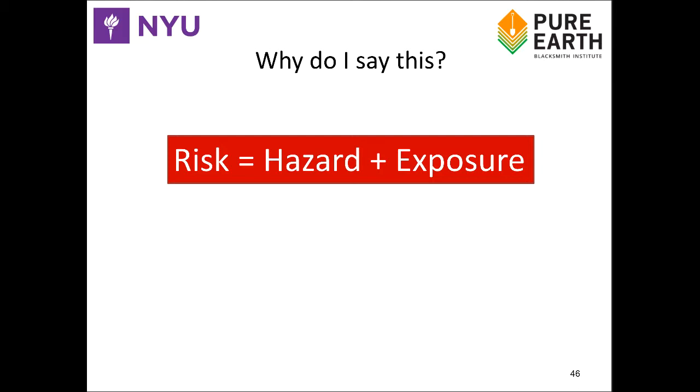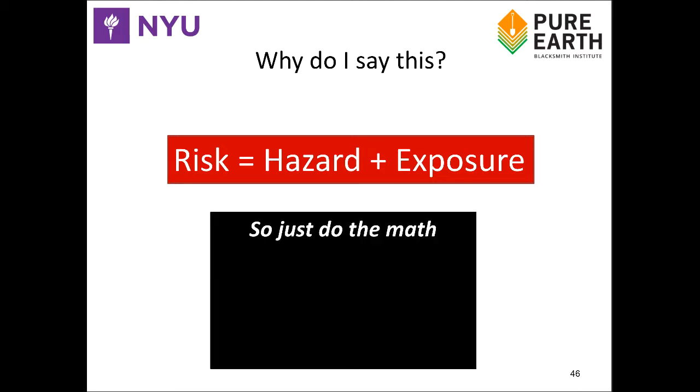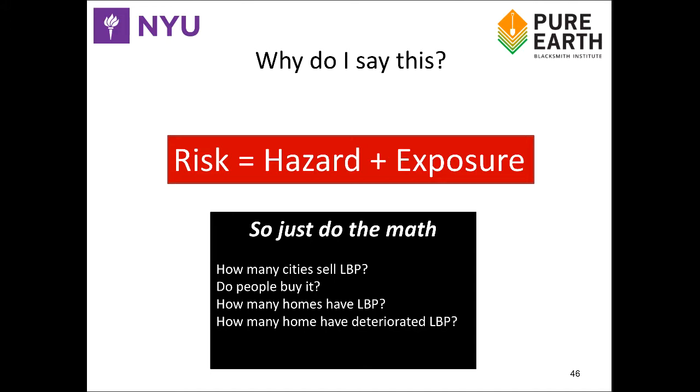So again, risk is a combination of the hazard and the exposure. And when you just do the math, how many companies sell lead-based paint globally, how many people buy it, again, to have the money to buy it, and then how many homes have lead-based paint, and how many of those surfaces are deteriorated. When you just do the math, you realize that even with a moderate amount of residential lead-based paint being available in hardware stores in Bangladesh, in Ghana, in Zimbabwe, in Bolivia, we just don't have the numbers to explain the high lead poisoning that we see.